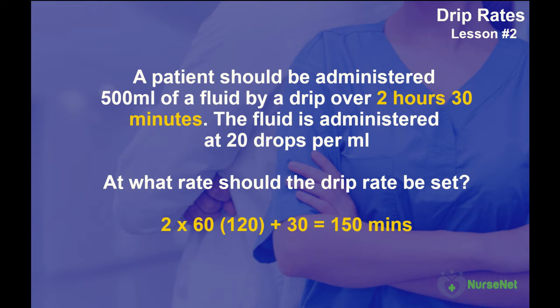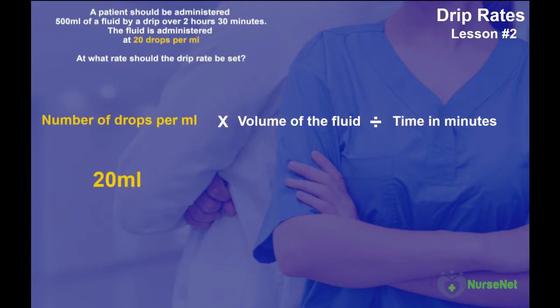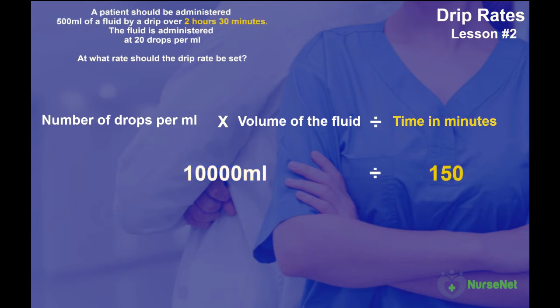Now we have the time, let's crunch our numbers. The number of drops per milliliter equals 20, and that's multiplied by the volume of the fluid, which is 500, giving us a total of 10,000 milliliters. 10,000 milliliters divided by the time in minutes, which was 150, gives us 66.7 drops per minute. Well, administering 66.7 drops per minute might be problematic, so let's round this up to the nearest whole number, making it 67 drops per minute.